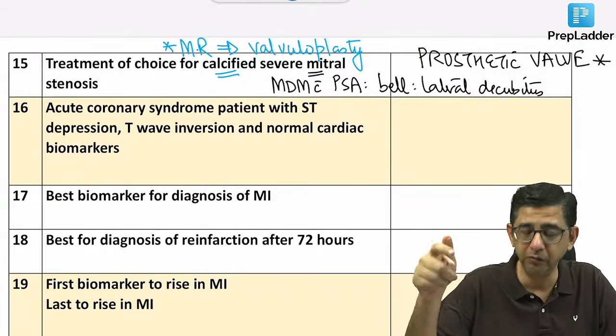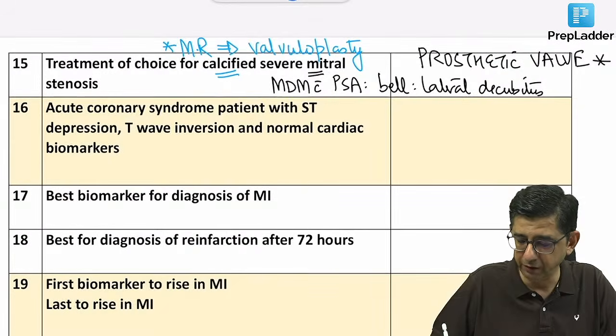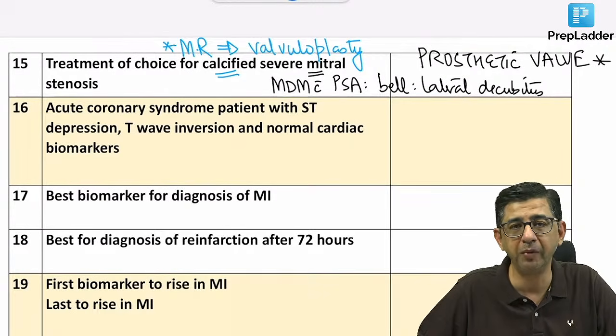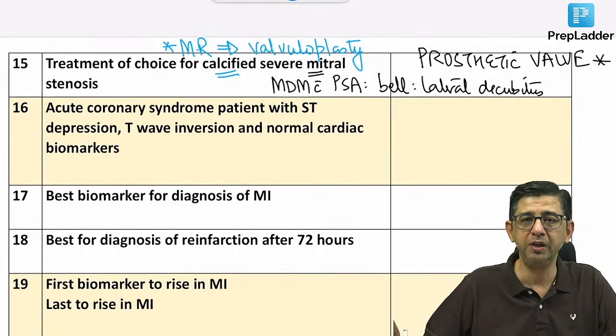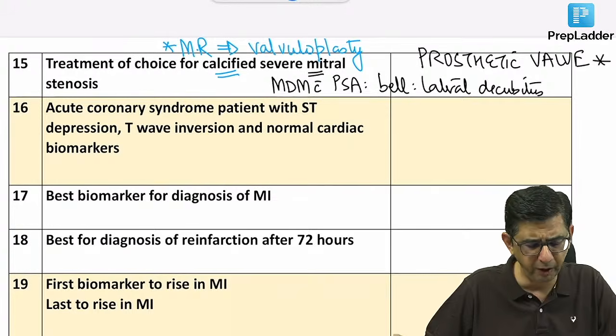If I remove the word calcified from the discussion, then my answer will become percutaneous mitral balloon valvotomy. But if it is going to be a calcified severe mitral stenosis, a prosthetic valve is what is to be recommended.